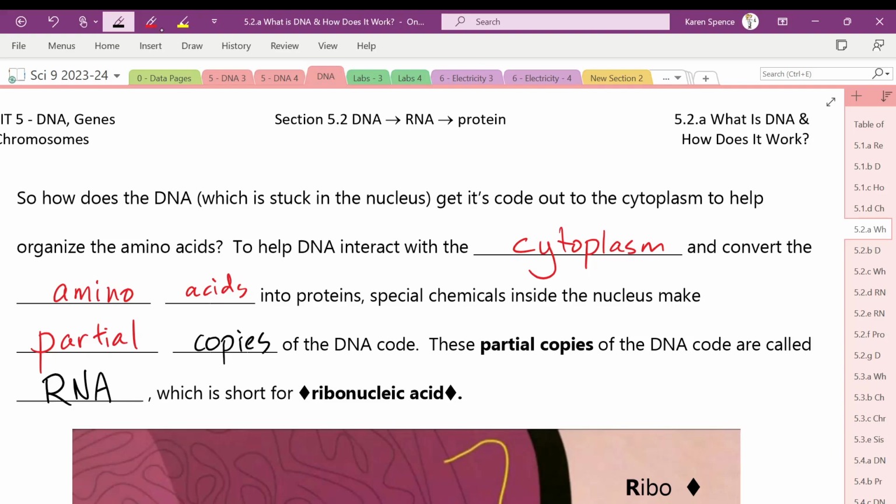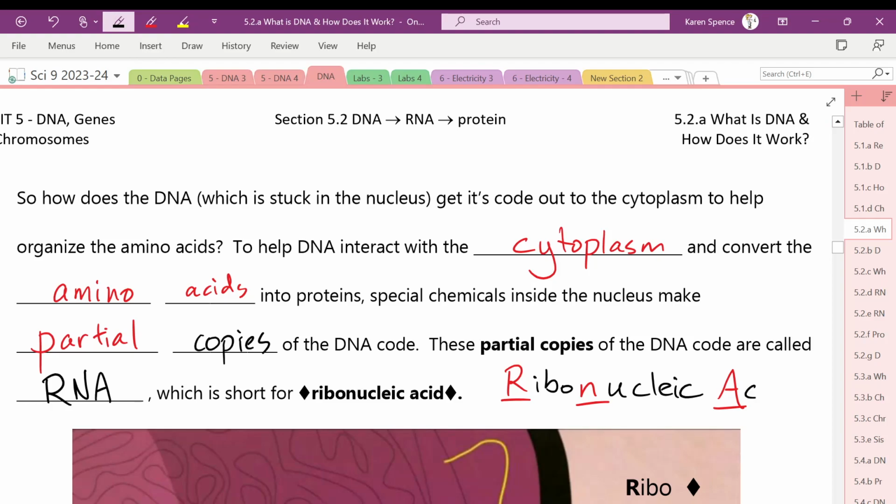RNA is short for ribonucleic. That should be in red, shouldn't it? Do you remember why we call it nucleic? Because it's in the nucleus. And then the A stands for acid.